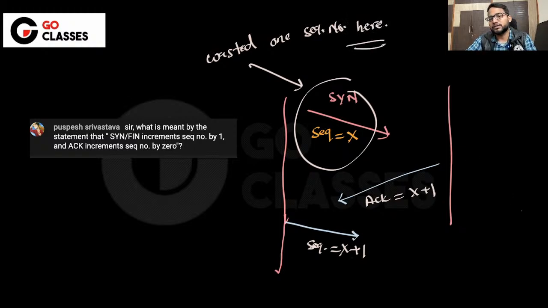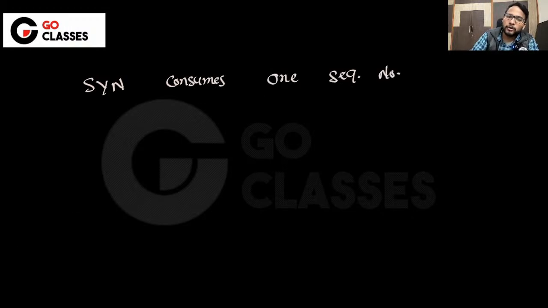Let me know if you have understood this. So that's why we say that SYN always consumes one sequence number. Now let's talk about the ACK.